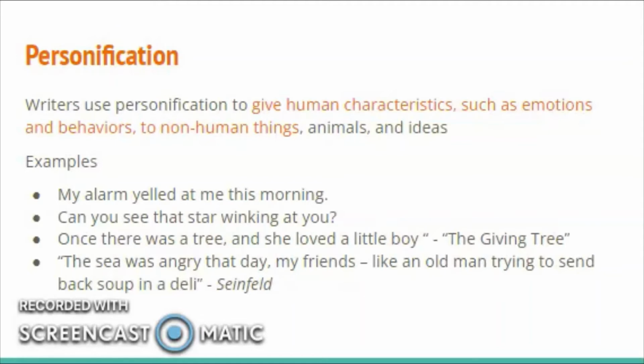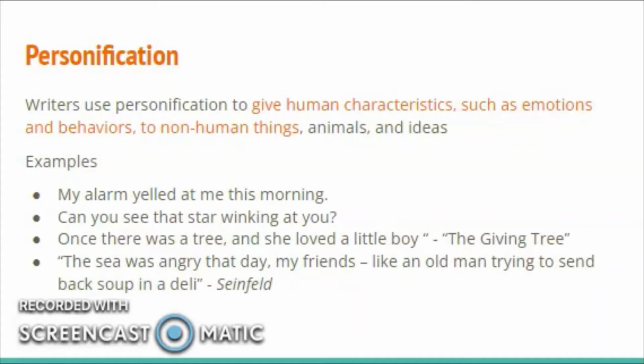Can you see the star winking at you? So the star is not actually going to wink, but it's going to flicker. It's personifying the star to show us that. The next quote is from The Giving Tree. Once there was a tree, and she loved a little boy. So it's giving the tree the human ability to love.